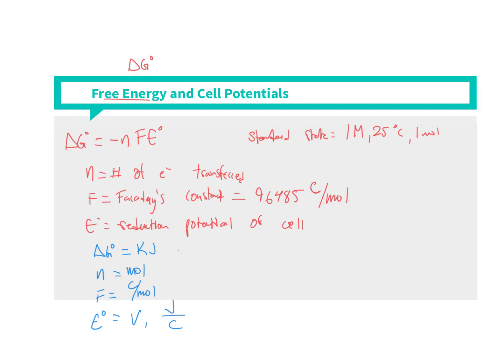Now, something important to note here. You have kilojoules and you have joules here, and so sometimes you need to convert to joules. Typically, you would convert delta G into joules, or you would calculate it as joules and then turn it into kilojoules. That's just something to keep in mind when you're doing these problems, that the units do matter here.